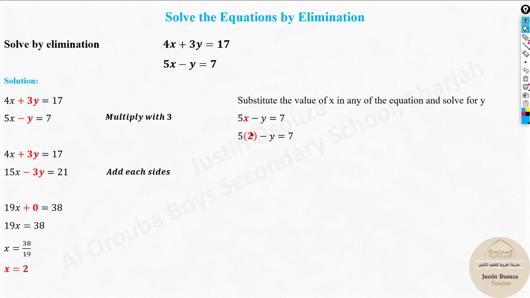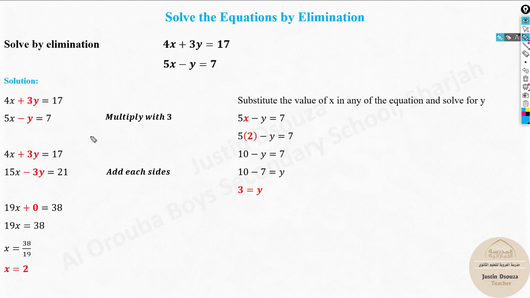So we substitute x as 2 and it'll be 10 minus y equals 7. Take this y to the other side because you're not solving for negative y, you need x and y positive. So take y to the other side and bring 7 to the other side, and now solve it, you will get 3. So the solution for this particular equation is 2 and 3.